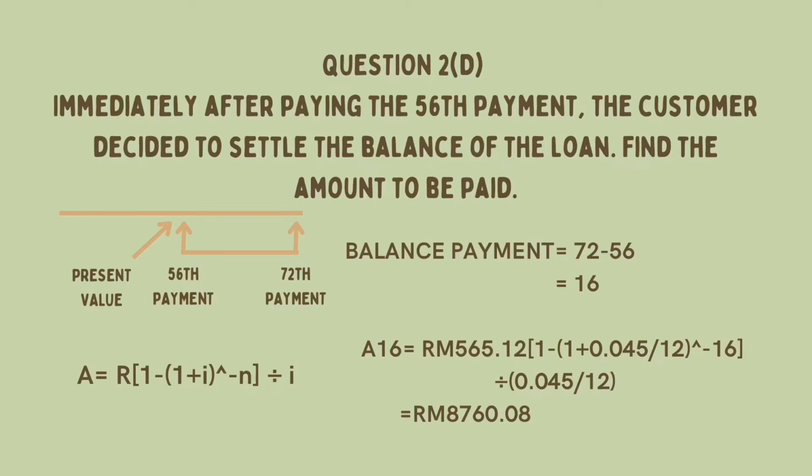First, we need to calculate the balance payment, which is 72 minus 56 equal to 16. We'll be using 16 as A and as N. So A16 equal to 565 ringgit 12 cent bracket 1 minus bracket 1 plus 0.045 per 12 bracket to the power of negative 16 bracket divided by 0.045 per 12. And the final answer will be 8,760 ringgit and 8 cent.